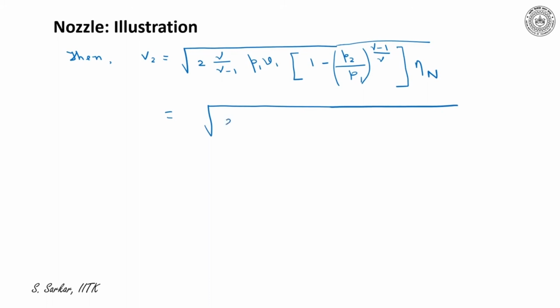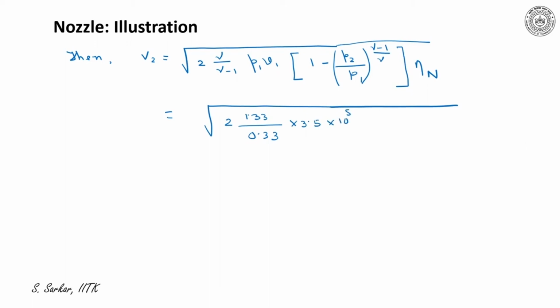That is 1.33 divided by 0.33 into P1, which means 3.5 into 10 to the power 5.